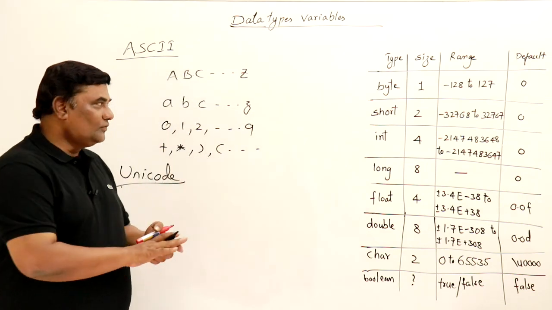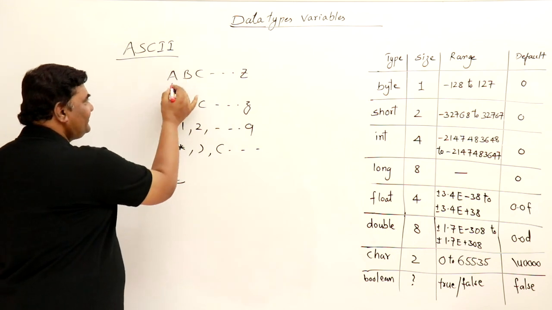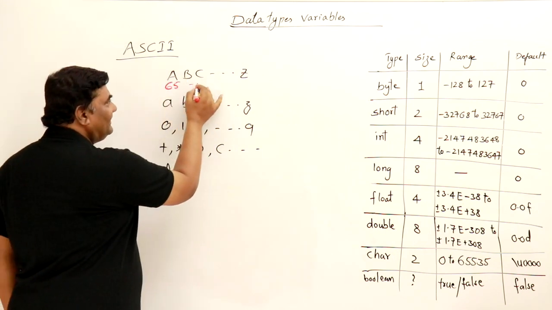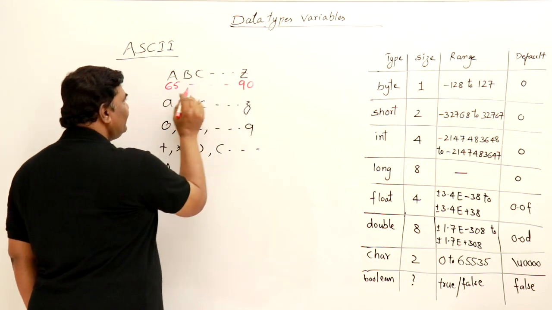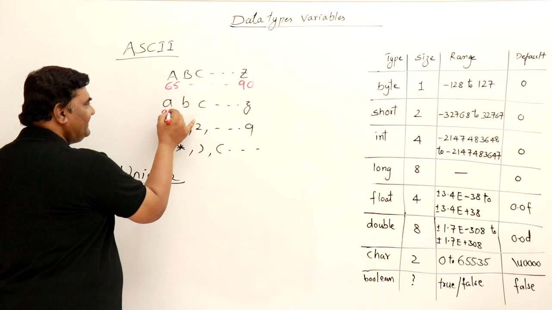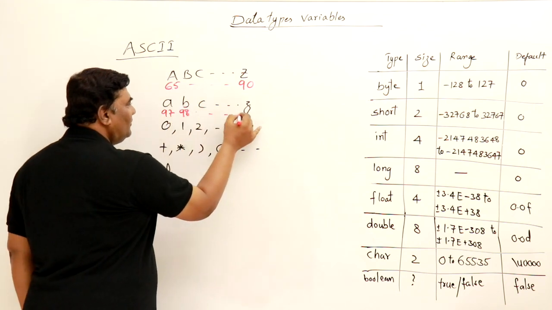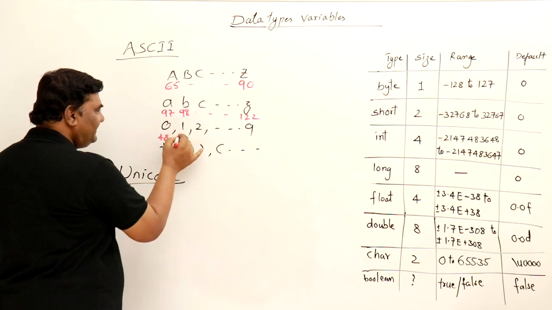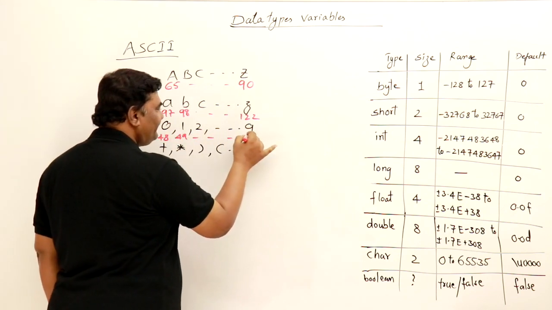Now let us see what the codes are. For the English language, capital A is numeric value 65, and capital Z is 90. So it means 65, 66, and so on to 90. For lowercase, it is 97, 98 to 122. And for digits, 0 is 48, and 49 to 57.